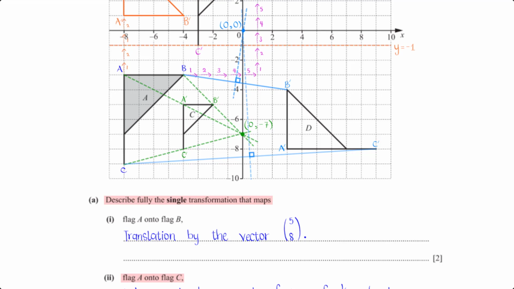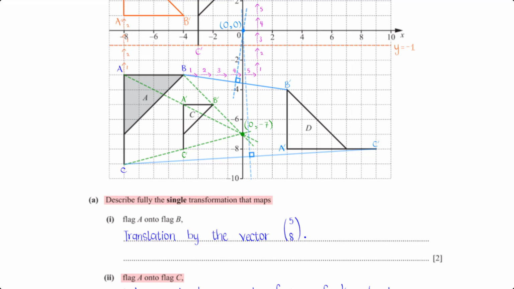When we look at both flags A and C, we can tell straight away that this is an enlargement by a scale factor of half because each of the sides of the image, which is flag C, is half the corresponding sides of flag A. This is a positive scale factor because flag C has the same orientation as flag A. From here, all we need to do now is to find the center of enlargement.